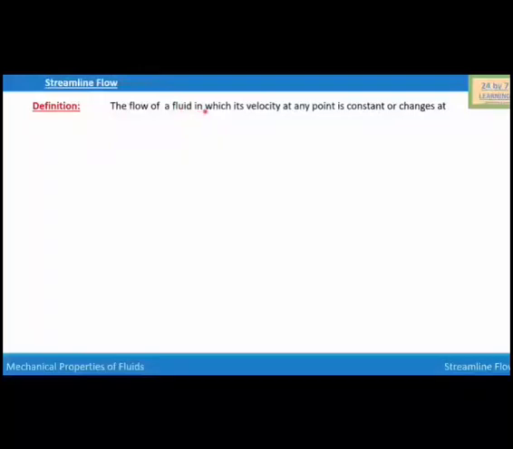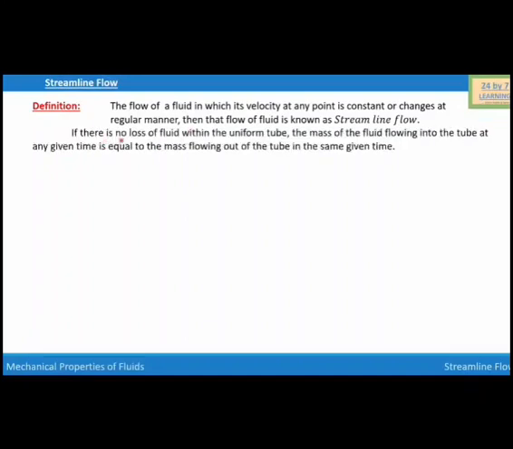The topic is streamline flow. The flow of a fluid in which its velocity at any point is constant or changes in a regular manner is known as streamline flow. If there is no loss of fluid within the uniform tube, the mass of the fluid flowing into the tube at any given time is equal to the mass flowing out of the tube in the same given time.